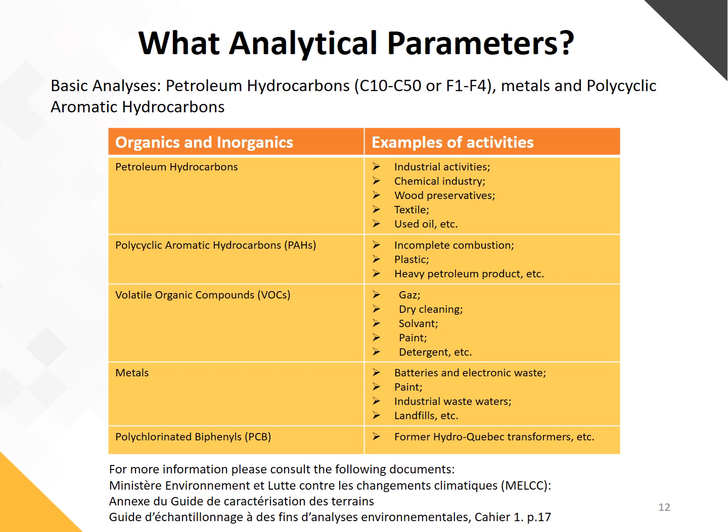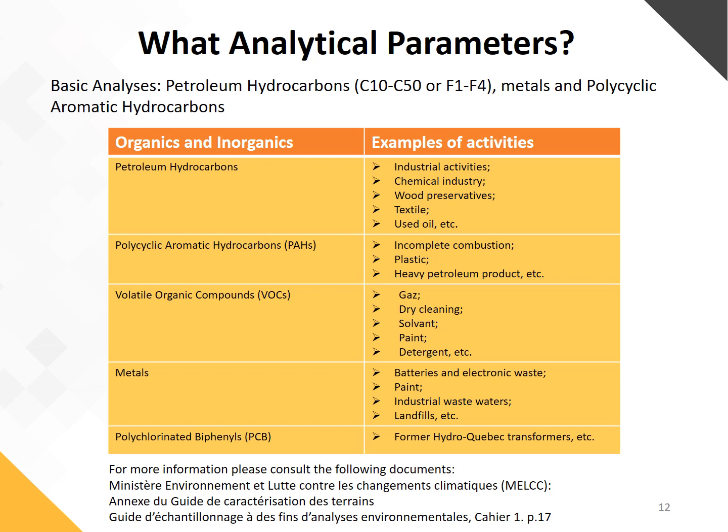But so if you want to have a few examples of activities that could actually leave some petroleum hydrocarbons at the site, you could find it in industrial activities, chemical industries, wood preservatives, textile, used oil. Then the PAHs, so polycyclic aromatic hydrocarbons, can be found in incomplete combustion, plastic, heavy petroleum products, such as diesel that you will find in the soil that will be there for a long time, can eventually become a PAH.